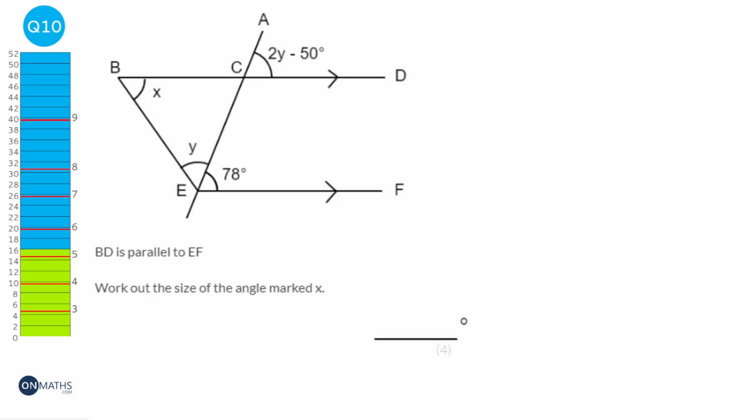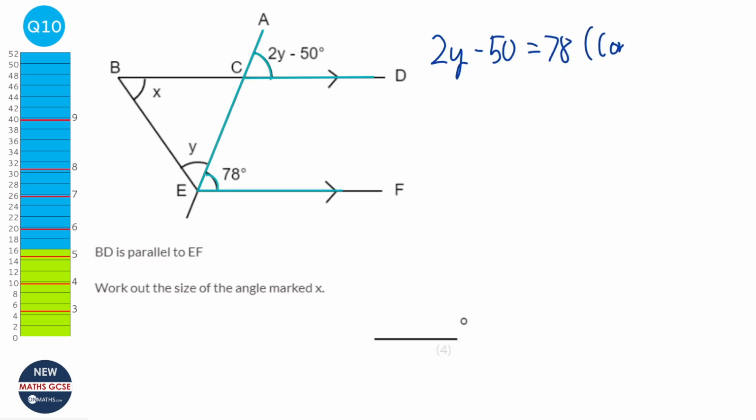To find out what the value of x is, we first of all have to find out what the value of y is. And we can notice that we've got two sets of parallel lines here, and a line going through them. And we kind of got these F angles, which we have to call corresponding angles. So we know that 2y minus 50 is equal to 78, and we must write down the reason, so corresponding angles, and corresponding angles are equal.